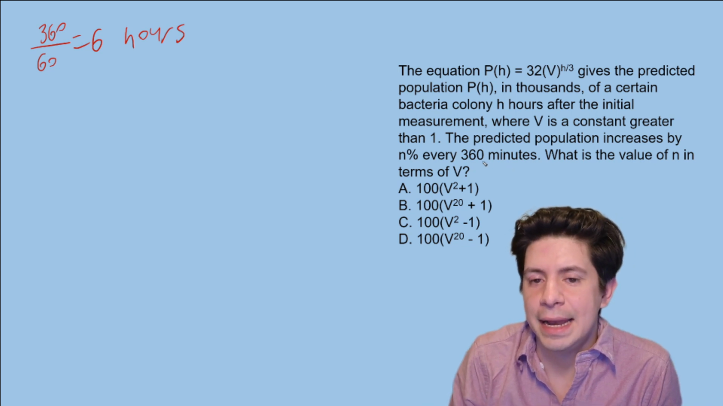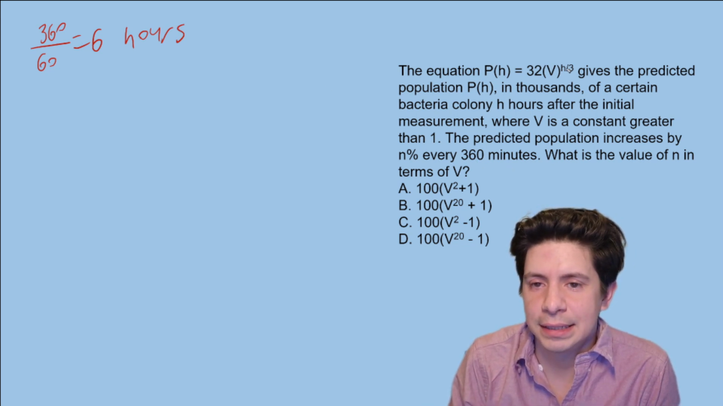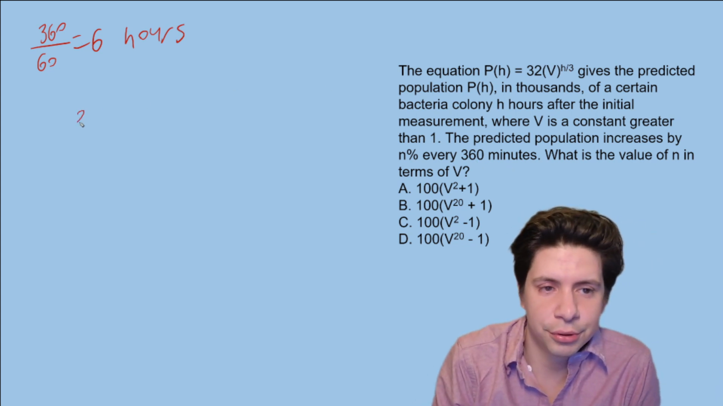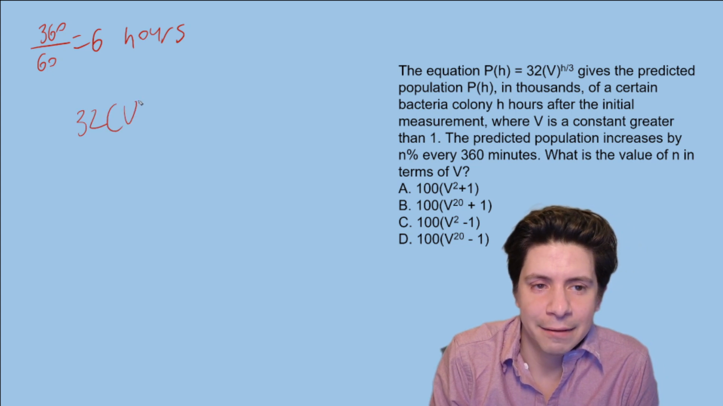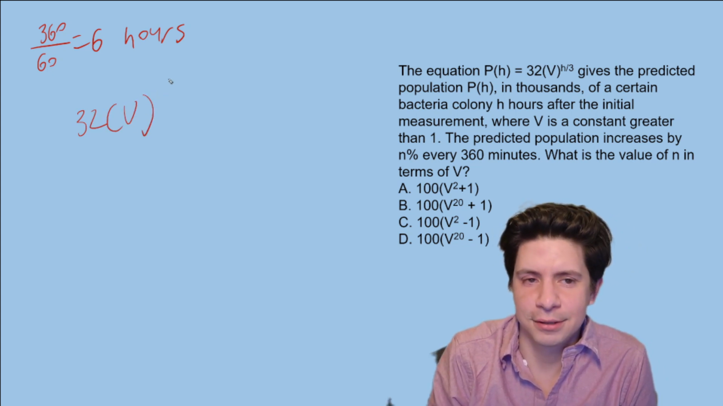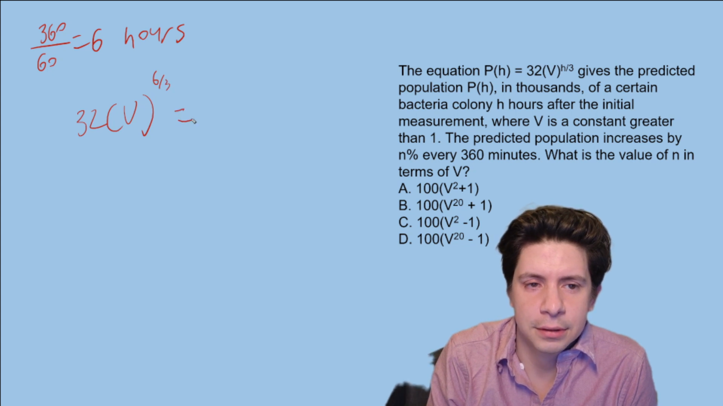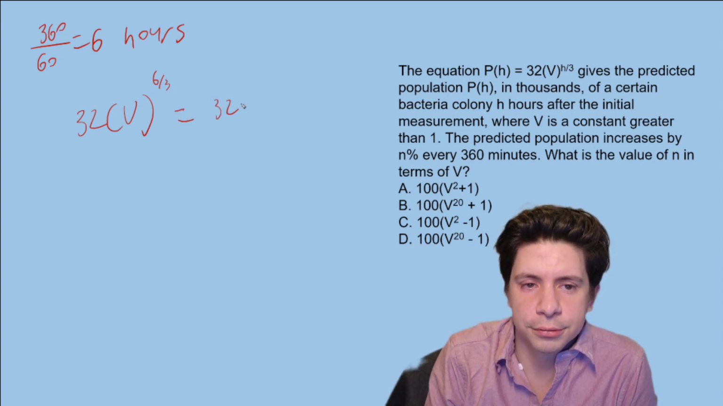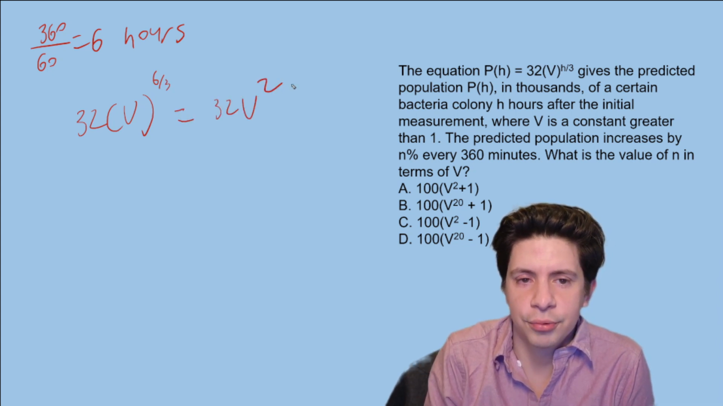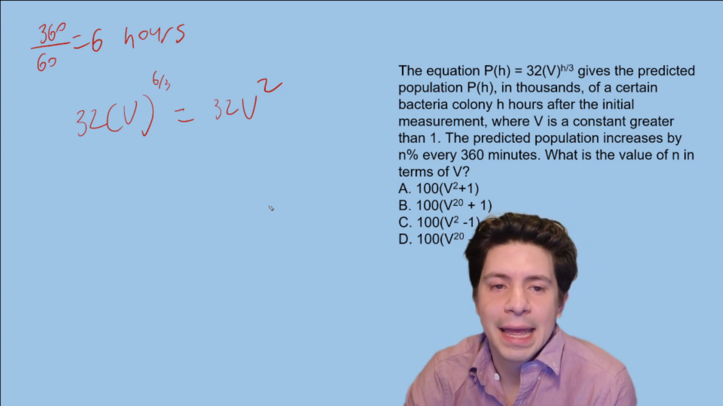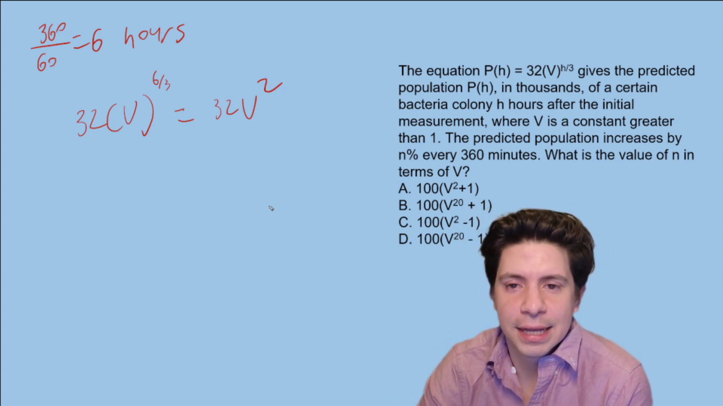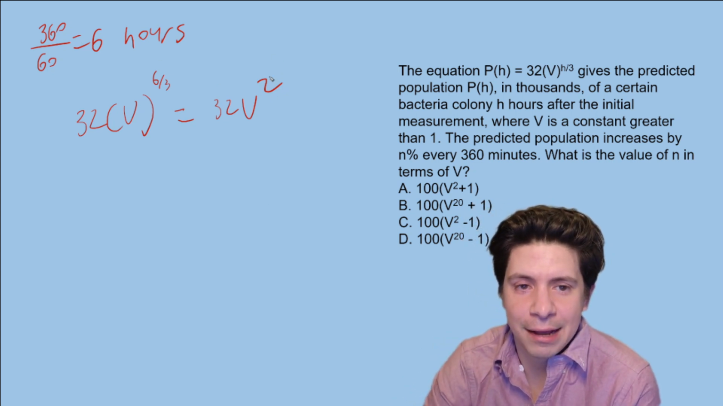Okay, and now I'm going to plug in 6 into the equation. So I'm going to do 32 V. I feel like V just makes it complicated too. You never see V. 6 over 3, which equals 32 V squared. Okay, and now what is happening? So that's the equation after 6 hours.